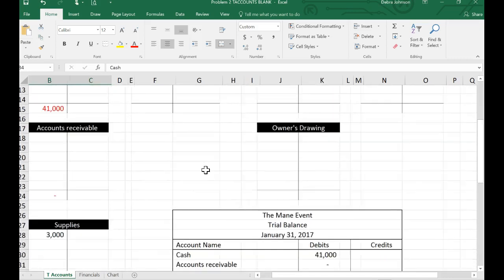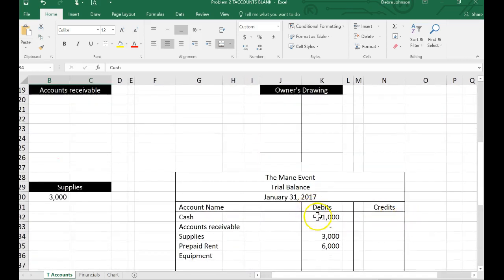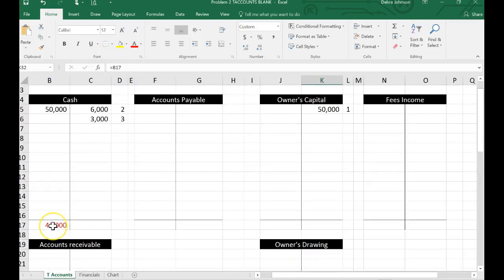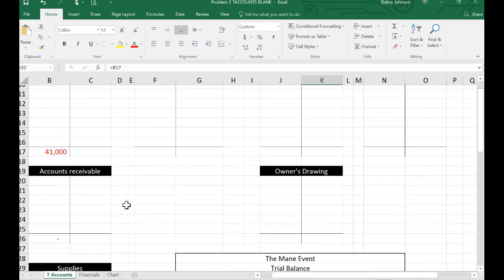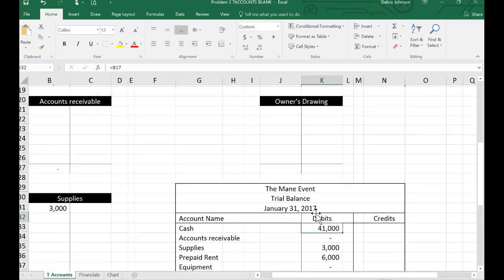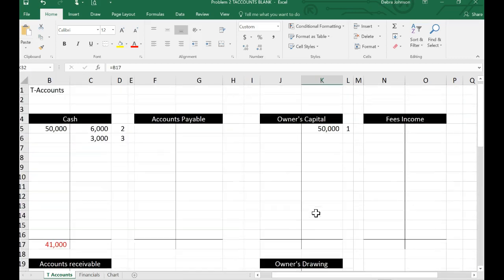And the amount right now is $41,000 because I haven't finished it. But if I click on the $41,000 and you look in the formula bar, that's a cell reference to where the total for the cash was right here. So you're going to finish recording the transactions, and then you're going to complete the rest of the trial balance by cell referencing both the account name and the balance, and some of the balances you'll have to compute.